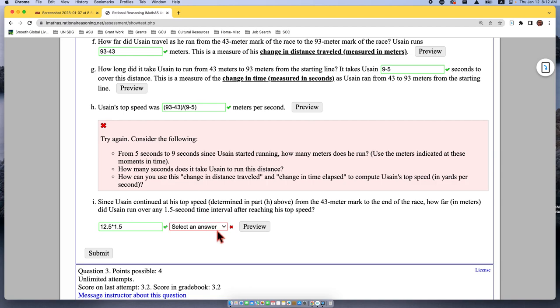Oh, and so the green means it's correct. I forgot to put that this answer is in meters, right? That's because I'm taking the time times the speed. I should have, and now everything's correct.